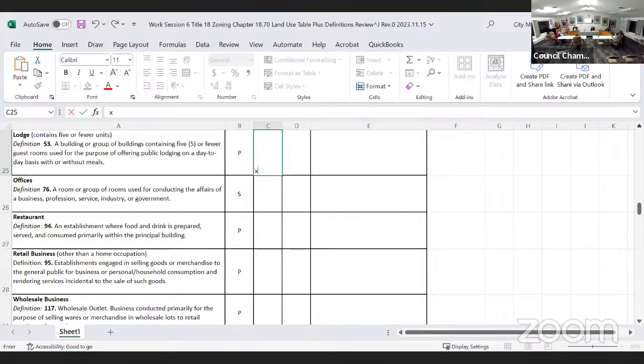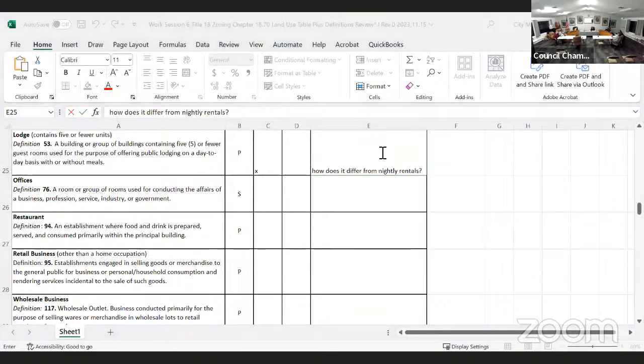I would like to recommend that we add to this definition so that it's understandable how this definition differs from nightly rentals when we reassess how nightly rentals and a few of the other overnight accommodations are going to be written. Because under this definition, it just includes nightly rentals, a lodge does. So I think perhaps clarification so that no further businesses have confusion is necessary. Okay. Anything else for lodge?